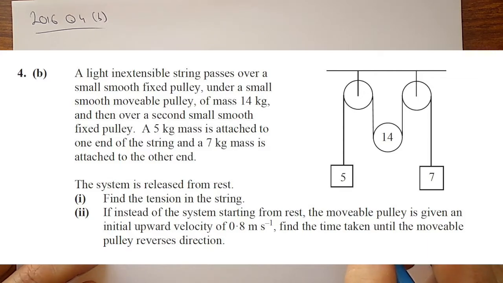Okay, just checking the other two fixed pulleys here, they are small, smooth fixed pulleys. Okay, so we can basically ignore them. Now, we are asked to figure out the tension of the string, and that's fine because that's always a good starting place. And we're given something a little bit weirder, so we'll worry about that later on.